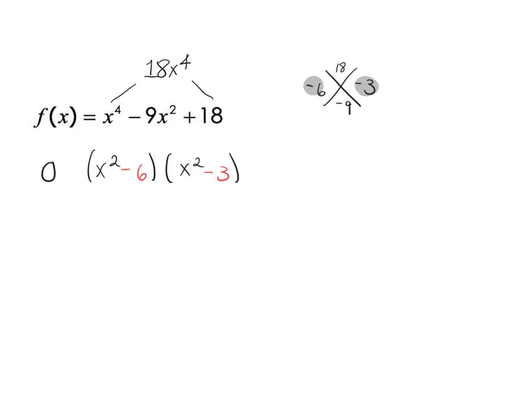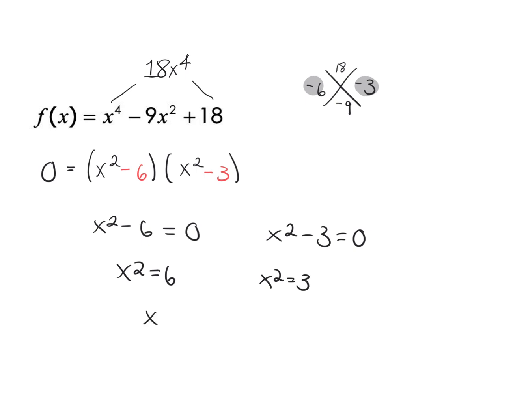And so we have 0 equals this. So x squared minus 6 equals 0, or x squared minus 3 equals 0. So we have x squared is 6, x squared is 3. So x is plus or minus the square root of 6, or x is plus or minus the square root of 3.